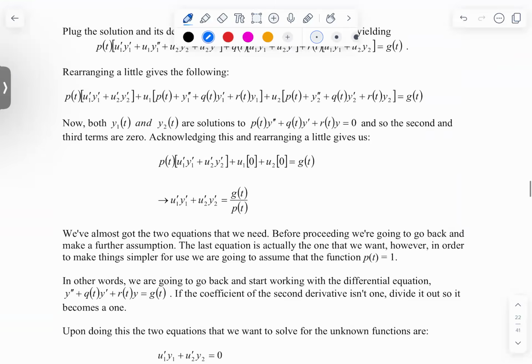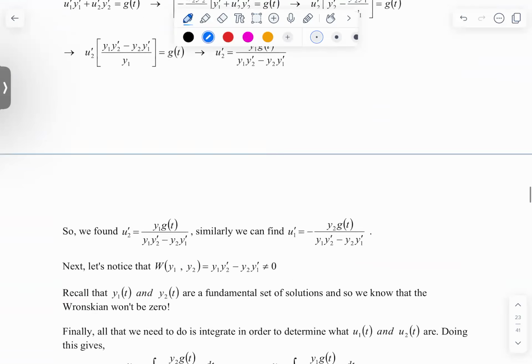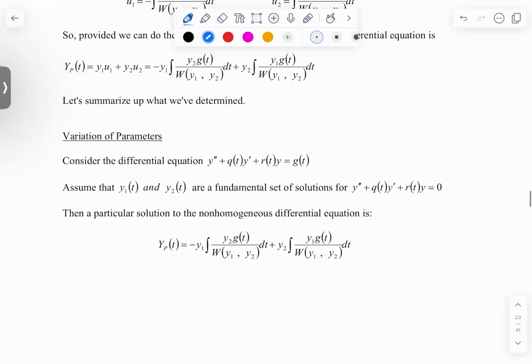So I have the proof that you can browse through on your own time. The biggest part is, again, I'm all about what we're going to use. In order to actually use this method, notice that it says the particular guess is. You identify y1 and y2 from your complementary solution. G of t, that's the function that is the non-homogeneous part. And then what's the W mean? The Wronskian. So then we calculate the Wronskian.